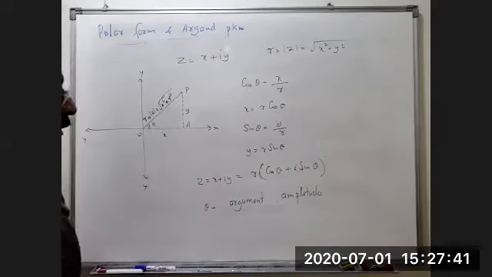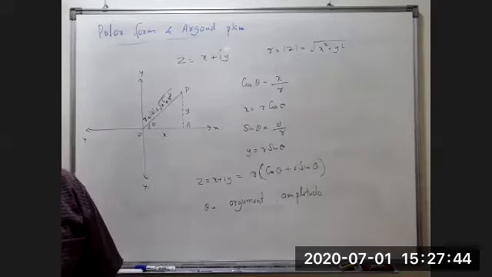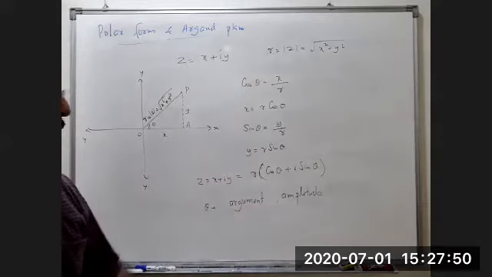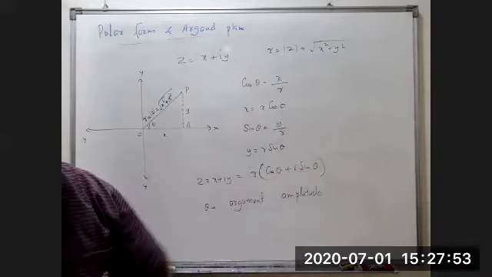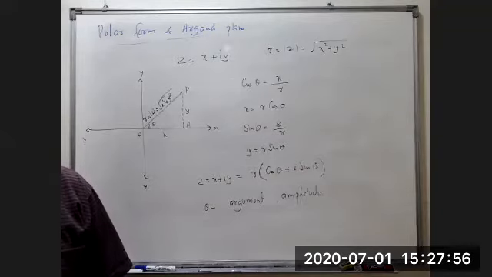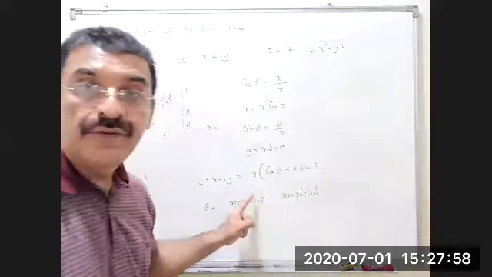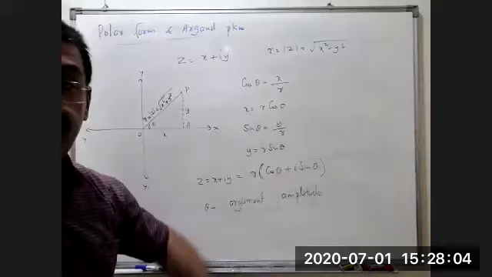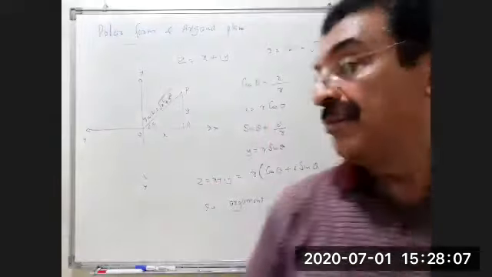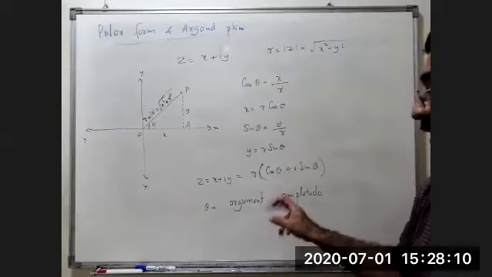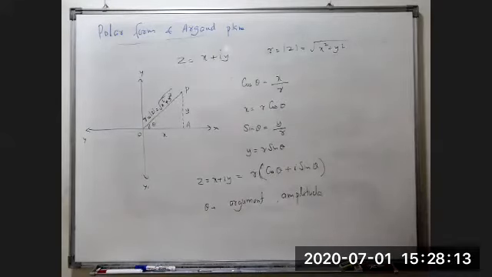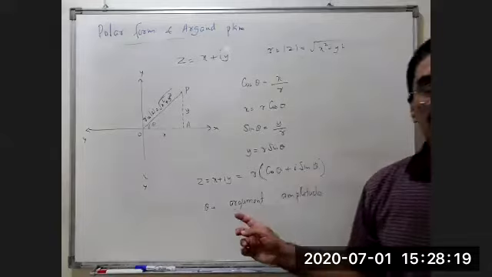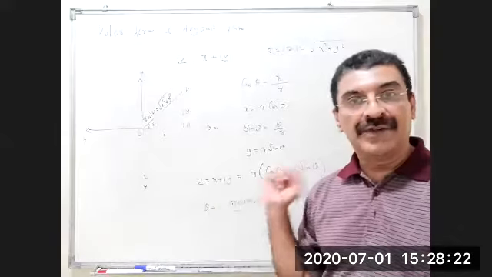z is equal to x plus iy, which is equal to r into cos theta plus i sin theta. Next slide. This is the polar form of the complex number x plus iy.